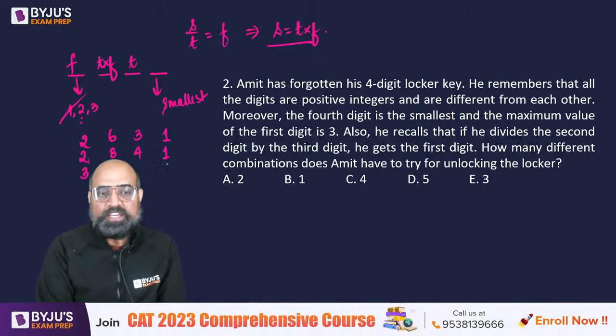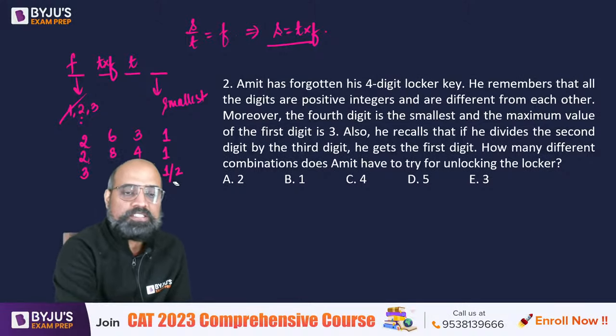Suppose this is 3, then we can have 1 or 2 here. Okay, so let's start with 1.